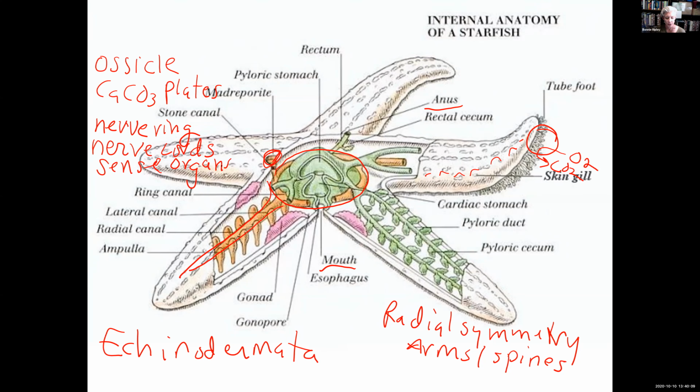Their circulatory system is this water vascular system that is composed of the ring canal, the lateral canals, the ampullae, and even the tube feet are part of the circulatory system. So the whole thing together is called the water vascular system.